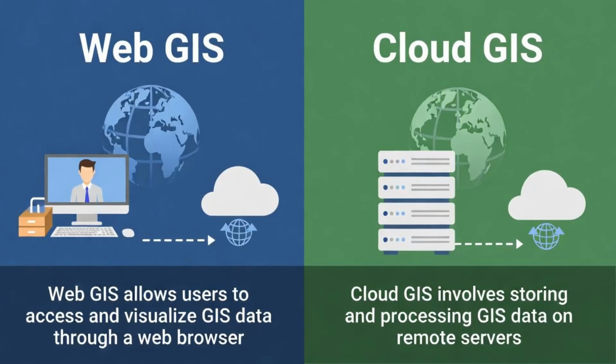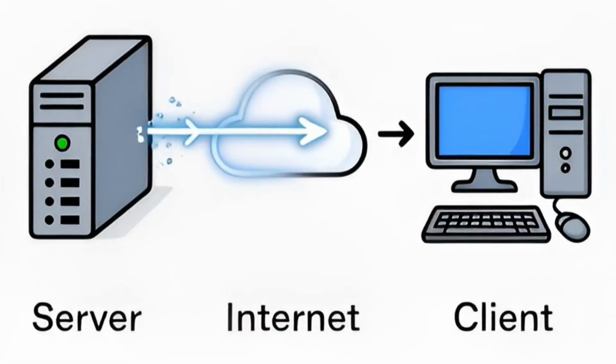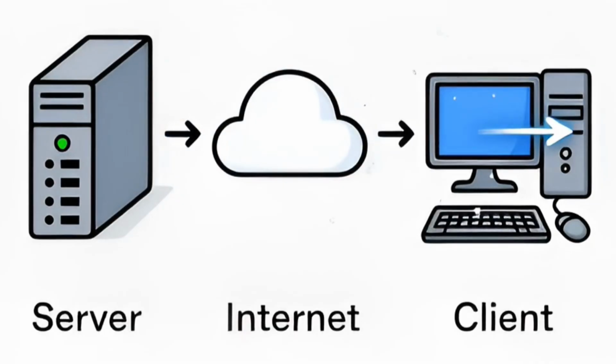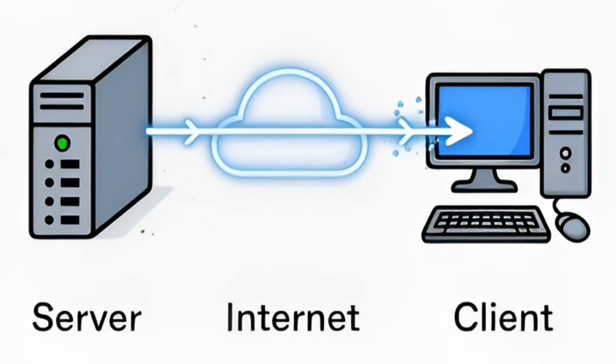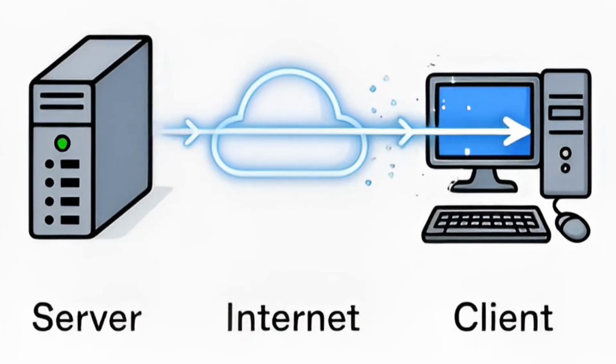Today I'm going to explain Web GIS and Cloud GIS. First, let's understand what Web GIS is. Web GIS is a type of distributed information system. It consists of at least two main components, a server and a client. The server works as a GIS server, while the client can be a web browser, desktop application, or mobile application.